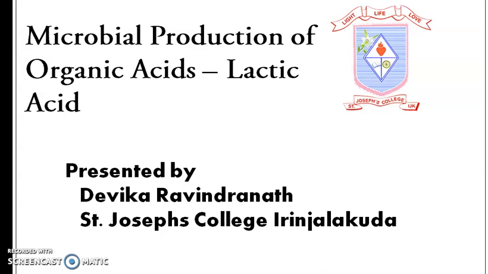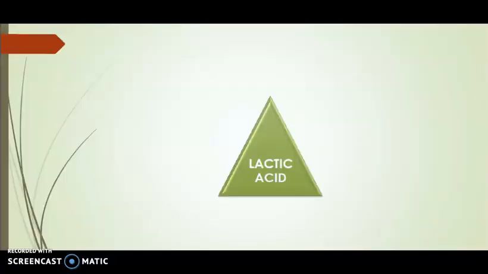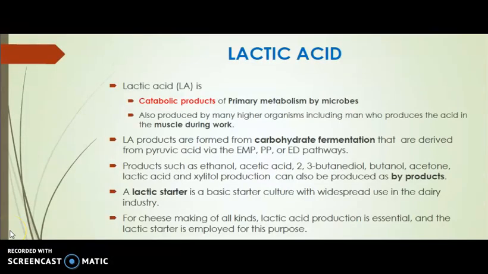Hi dear students. So our next session is on lactic acid production. Lactic acid is a catabolic product of primary metabolism by microbes. It is also produced by many higher organisms, including man, who produces the acid in the muscle during work.